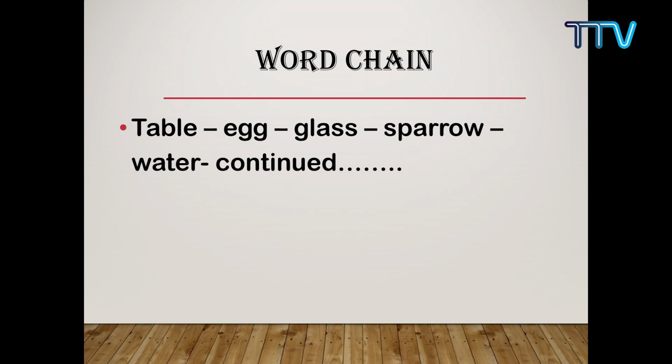Table, egg. So this game not only helps you develop or enrich your vocabulary, it also helps you in developing your spelling, right? Because if you are not well versed with the spelling of words, you might find it difficult, isn't it? So table, egg. Since it ends with G, you have to begin a word with G. Glass, sparrow, water. So this continues, and you are making a chain, right?